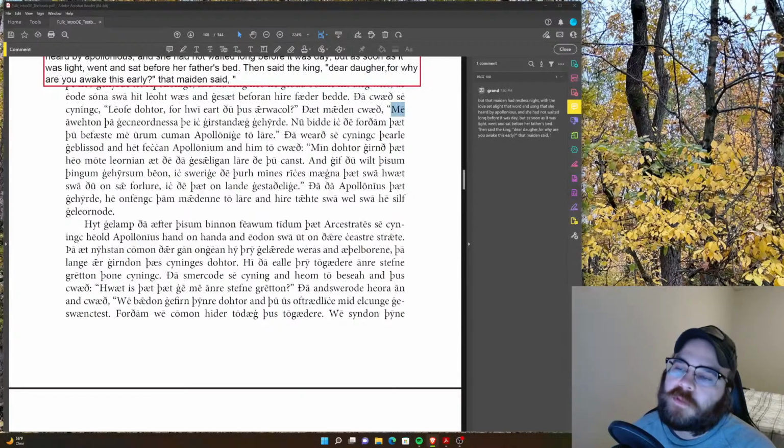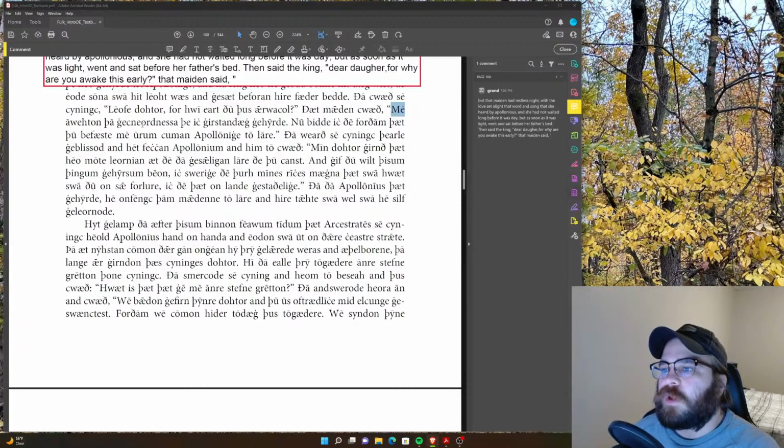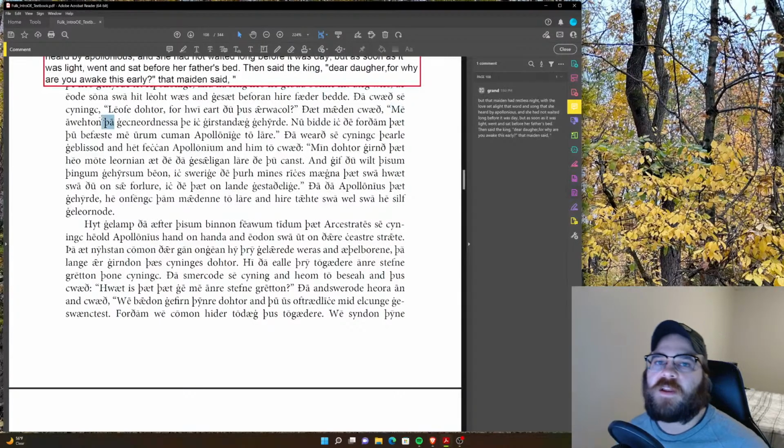Let's try it without the yeah. Yeah, Kneordnessa. Okay, diligently. I awoken. Tha. Yekneordnessa. That's kind of like a catch-all particle that exists in Old English.